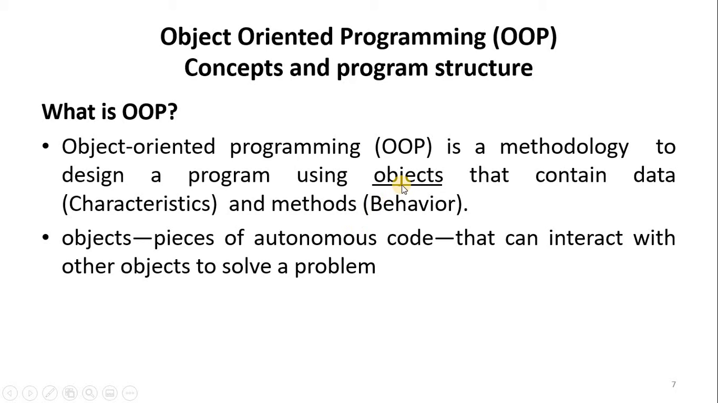So now we can see what an object is. It's nothing but a piece of code, autonomous code, that interacts with other objects to solve the problem. You may have a big problem that can be divided into small tasks. All these tasks can be created as separate objects, and one object can be connected with another object. So objects interact with each other to solve problems. It's nothing but a piece of code, that's all.